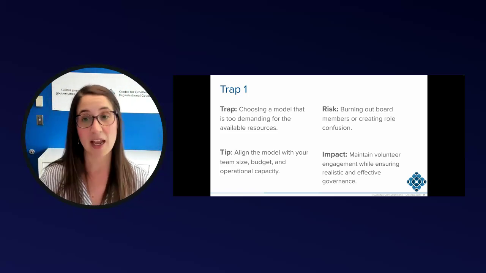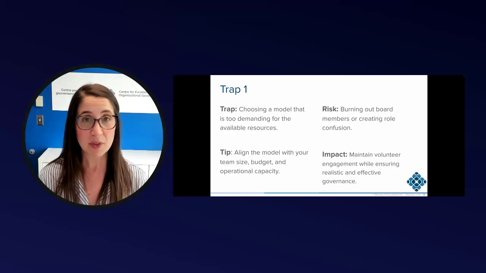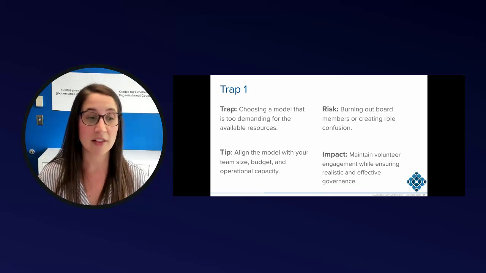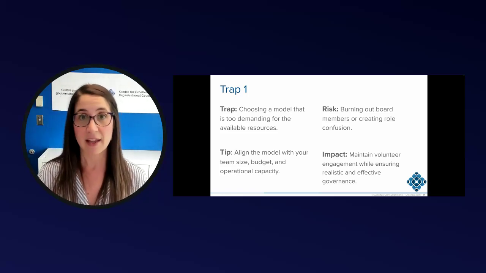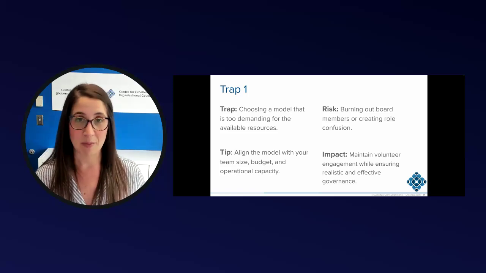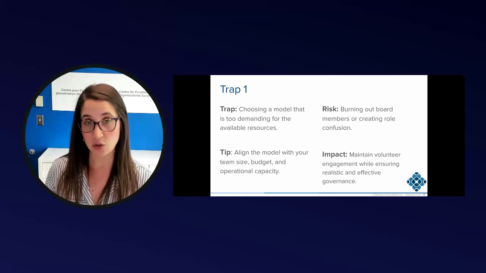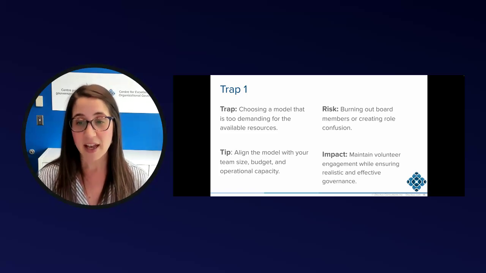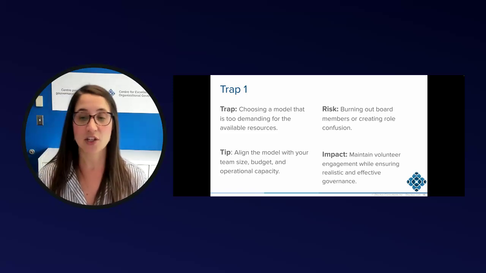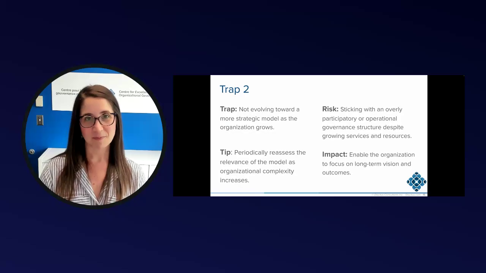The risk is burning out board members or even creating role confusion. So the tip here is to align the model with your team size, your organization's budget, and your operational capacity. Remember, the best governance model for your organization is the one that you can achieve. The impact is maintaining volunteer engagement, while ensuring realistic and, like I was saying before, effective governance.